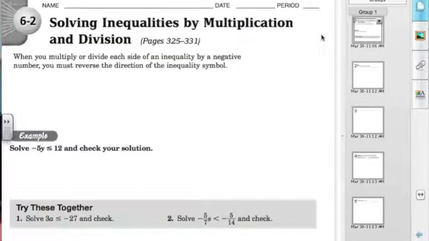Chapter 6, Lesson 2, Solving Inequalities by Multiplication and Division. Now, you did a lot of this in pre-algebra class, but we'll go back over it. So we're going to solve down here the example, negative 5y is less than or equal to 12.